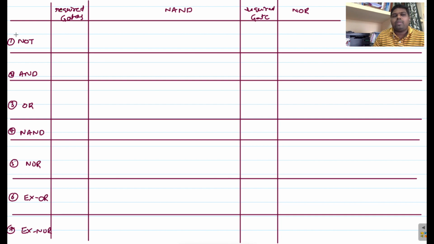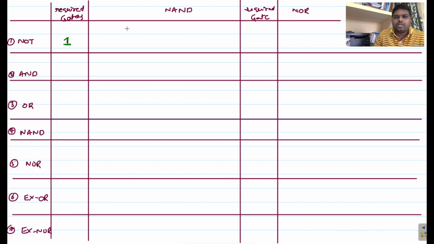So first, how do you implement this NOT gate with the help of NAND and with the help of NOR? I will explain only NAND gates. You can try NOR gates at your home. So how many NAND gates are required to implement this NOT gate? We require only one. One NAND gate is enough to implement this particular NOT gate.